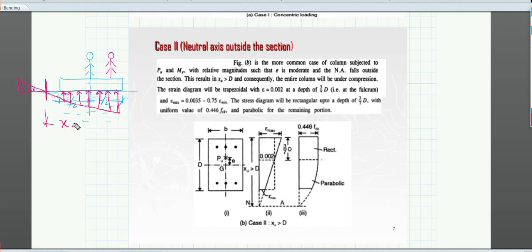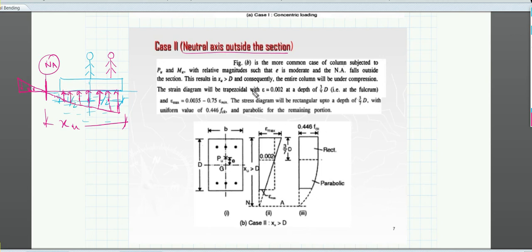Suppose this is xu. If xu is outside the section, what is happening? All the section is under compression, everything is under compression. That is what is meant by the neutral axis being outside the section. This neutral axis is outside the section, so all the section is under compression because it is compressing the plank, right?